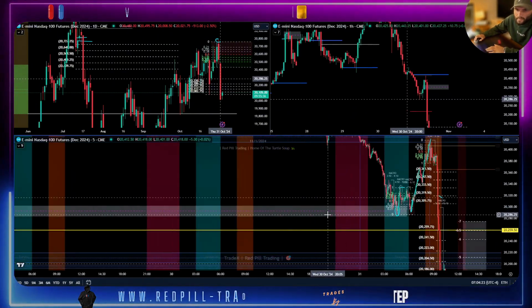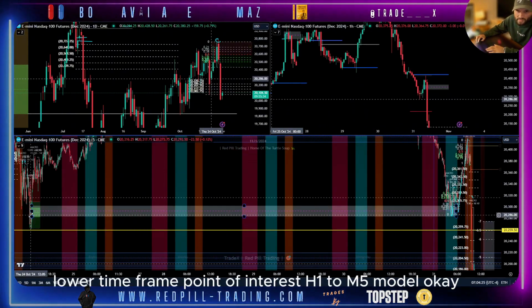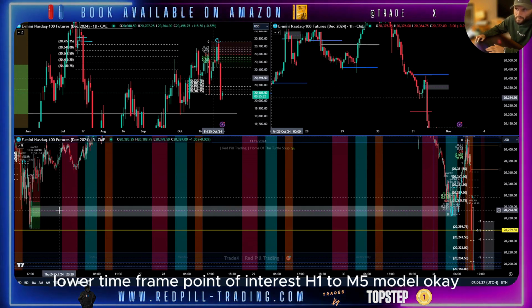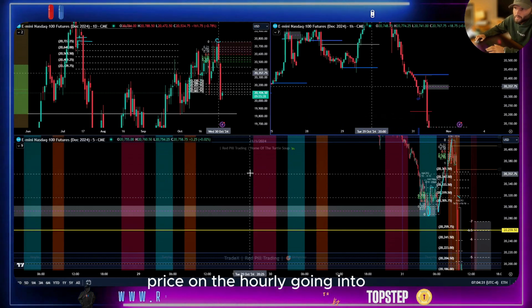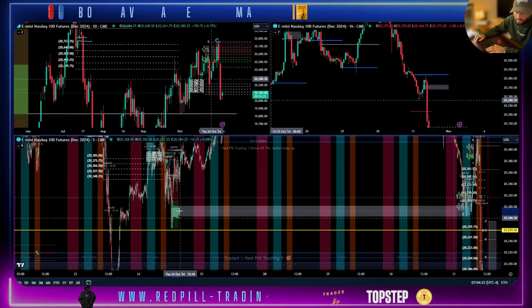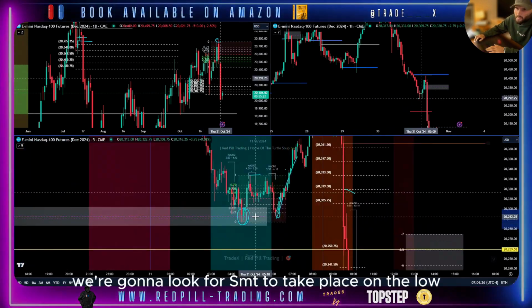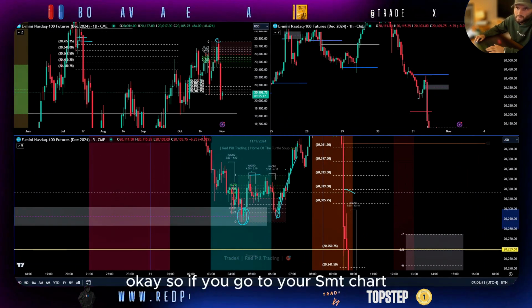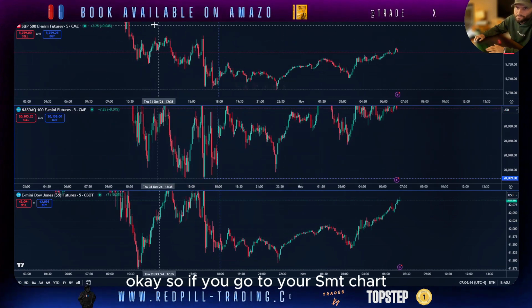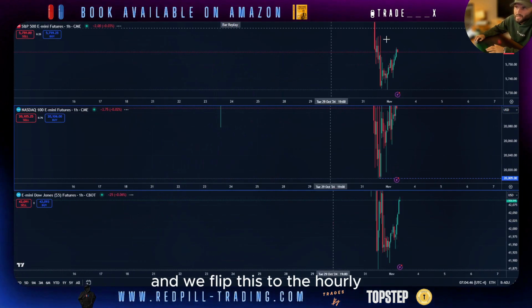So here, lower time frame point of interest, H1 to M5 model. Okay, price on the hourly going into our higher time frame point of interest. We're going to look for SMT to take place on the low. Okay, so if you go to your SMT chart and we flip this to the hourly, you're going to look for your SMT.